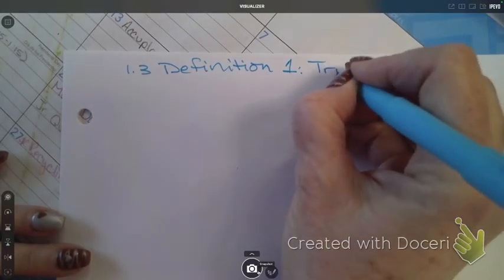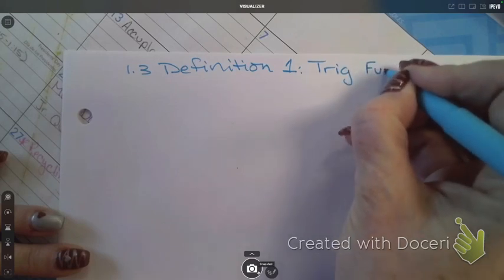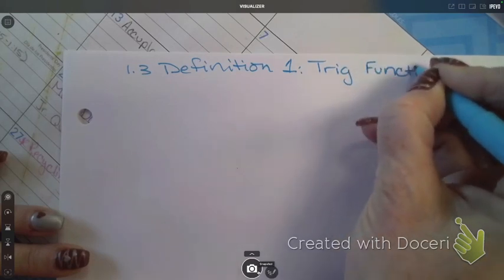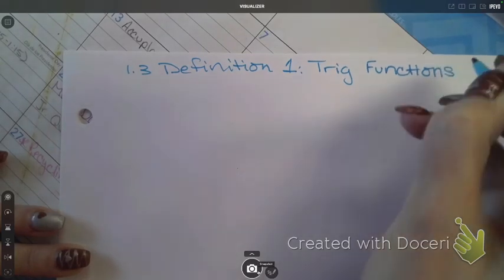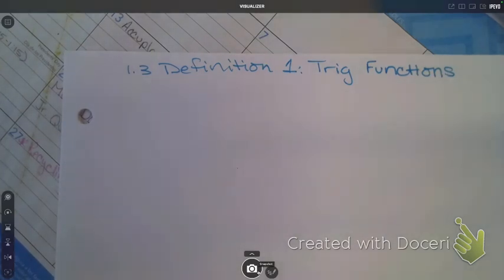Okay. So when we do the trig functions, there will be two different definitions. They're the same, but we just write them in different terms. There are 6 trig functions. There's sine, cosine, tangent, secant, cosecant, and cotangent.